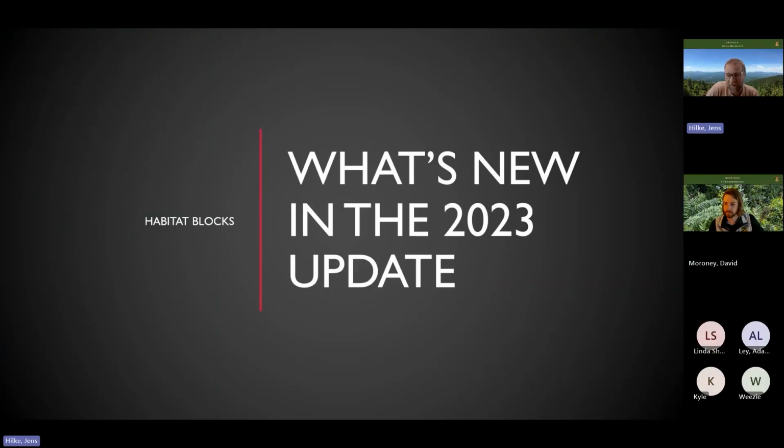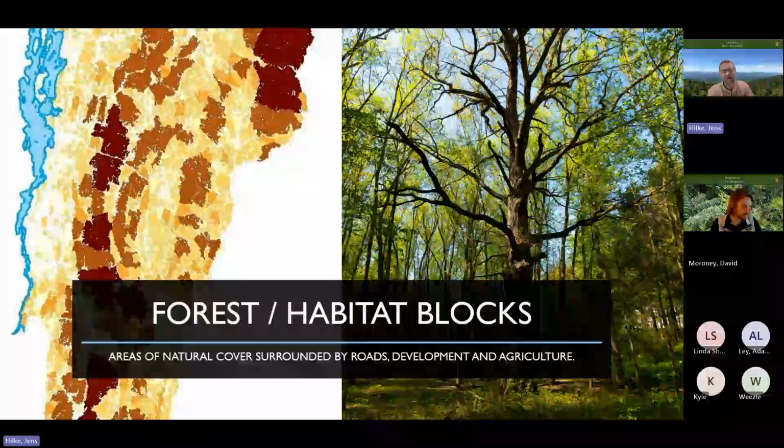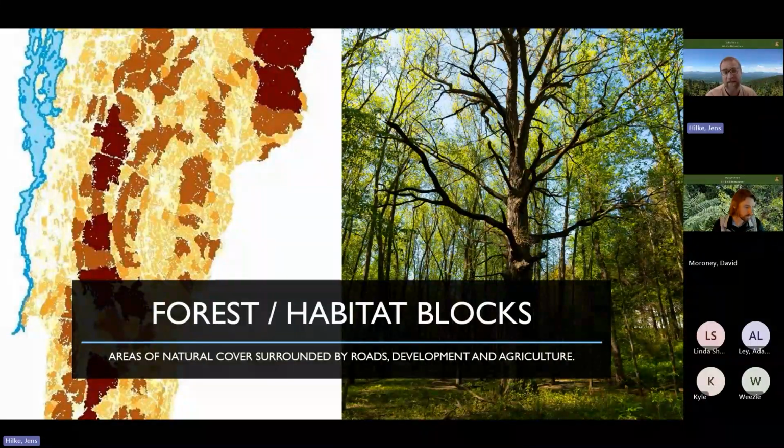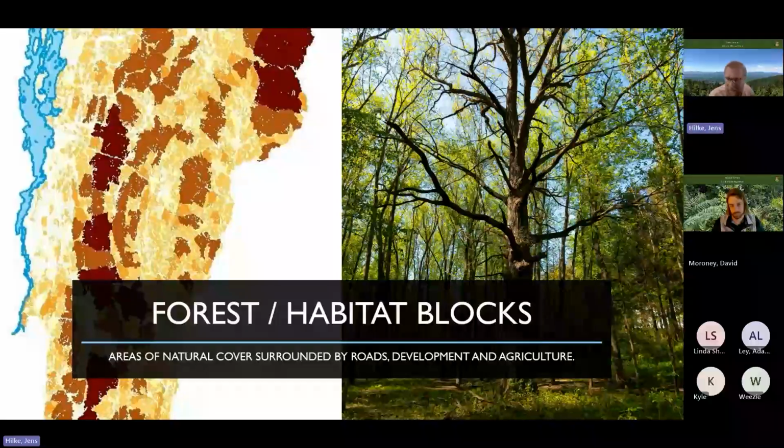So what's new? Well, we first started BioFinder in 2011. So this is now the 4th time that we've updated the BioFinder website and the 3rd time we've updated the conservation design. At the heart of the landscape scale data in the conservation design is this concept of the habitat block. It's an area of natural cover surrounded by roads, development, and agriculture. We've mapped them on the scale of 20 acres to 150,000 acres. That's the largest one. On average, they're about 1,000 acres each.